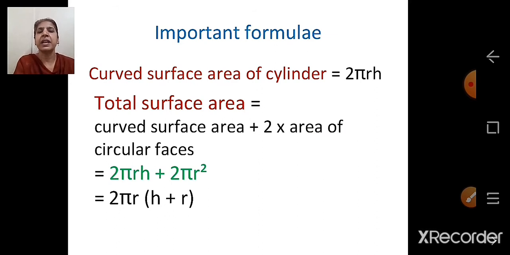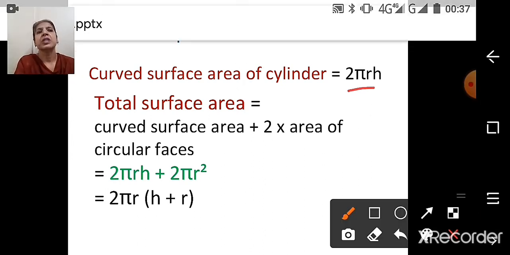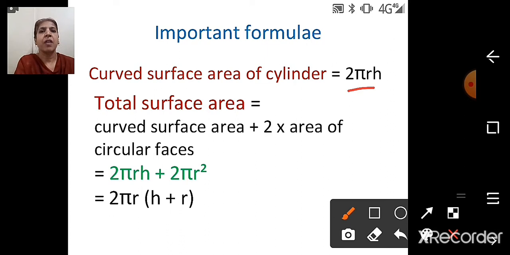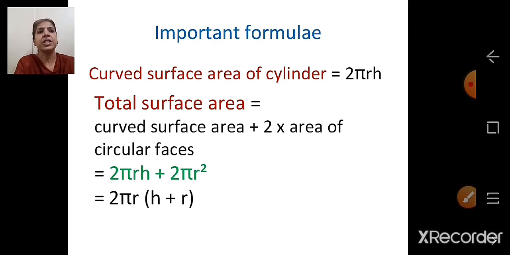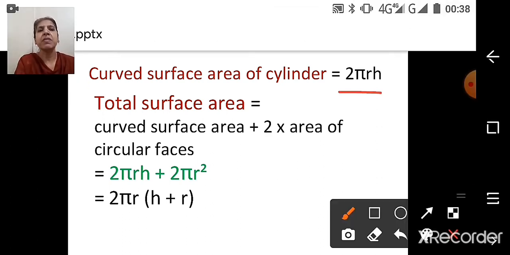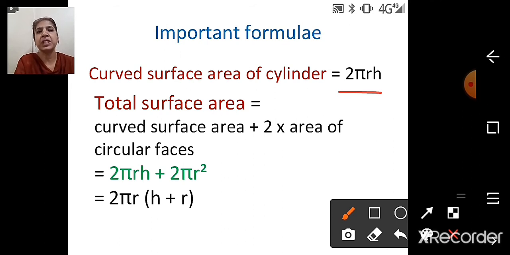So, let's revise these important formulae we have studied in the previous session. Curved surface area of cylinder. And what is the formula for curved surface area of a cylinder? It is 2 pi r h. And how is it formed? We have seen that the rectangular sheet is formed and area of rectangle is length into breadth. Length is the circumference, so we say that 2 pi r, and height is equal to breadth. So 2 pi r h is the curved surface area of cylinder. So now you have to remember this important formula, children. Curved surface area of cylinder is 2 pi r h.